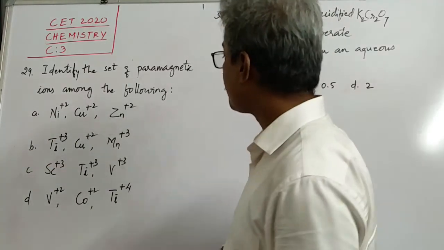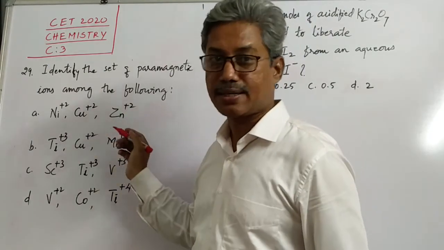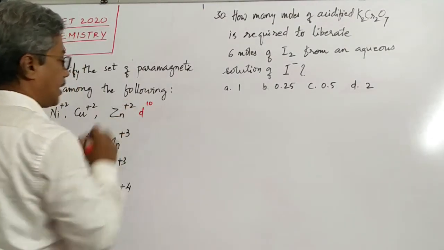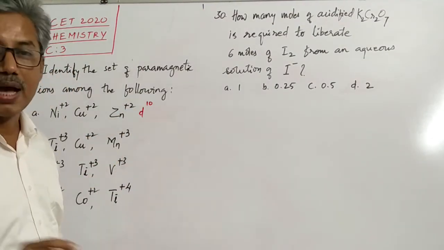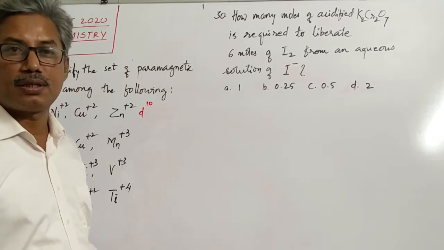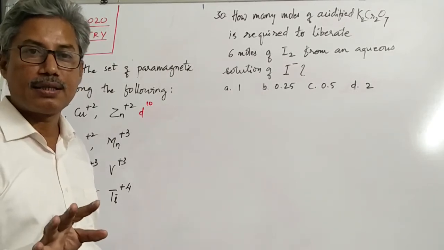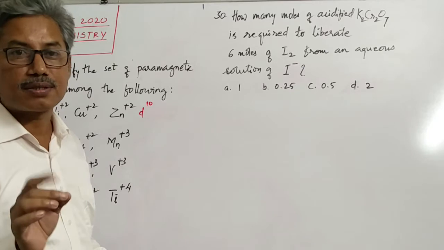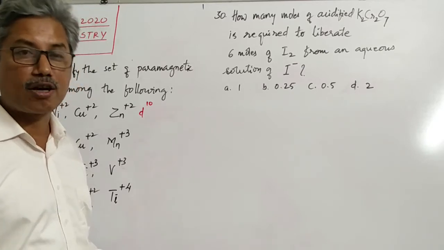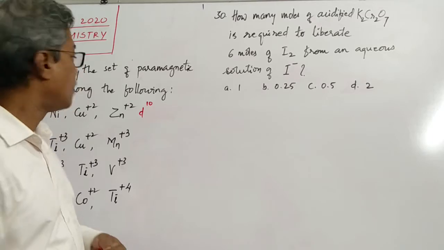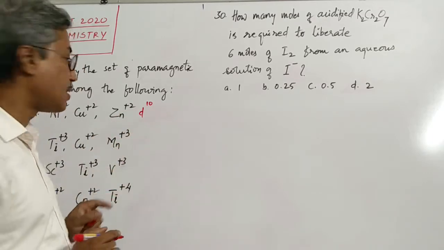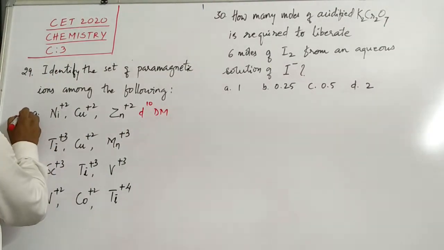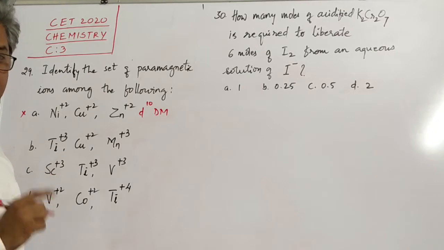Look at this. If you concentrate on Zn plus 2, that is the first set, what we notice is it has a d10 configuration. Well, before that, paramagnetic ions are those ions which have partly filled d orbitals. Diamagnetic ions are those which have either completely filled d orbitals or empty d orbitals. This is completely filled d orbitals, therefore it is diamagnetic in nature. That means this set does not have all the ions which are paramagnetic in nature.